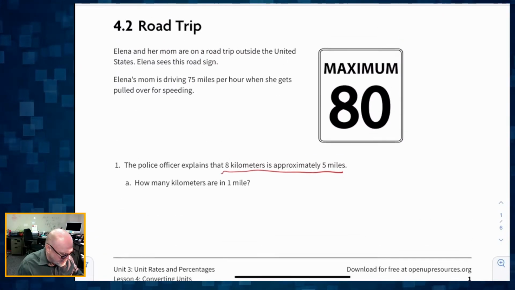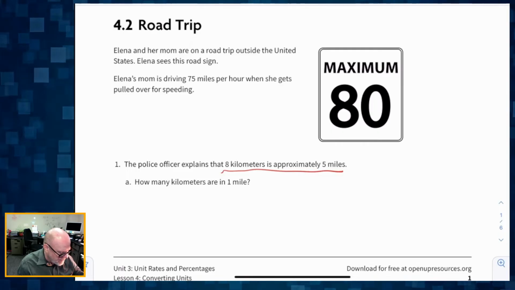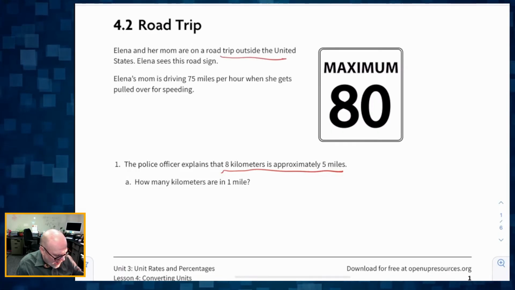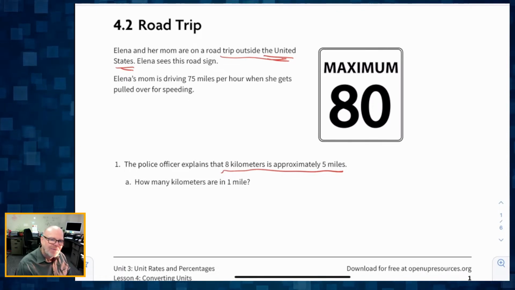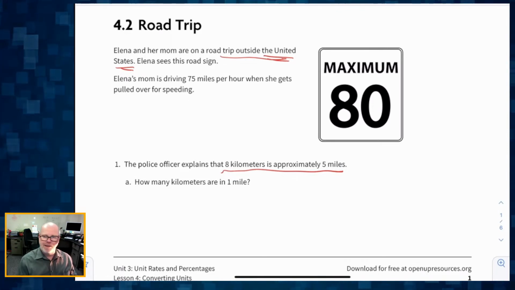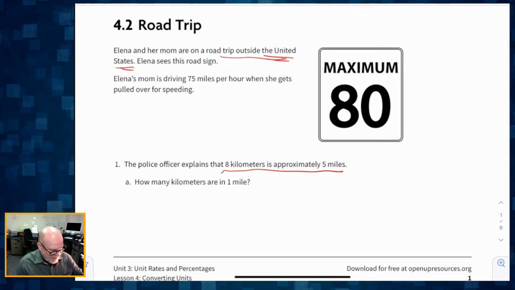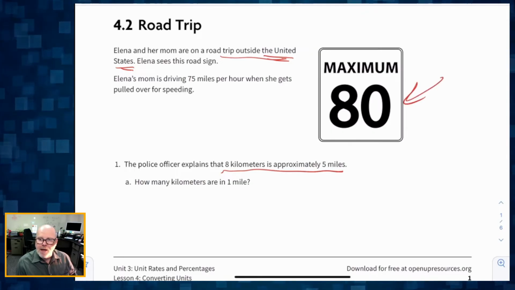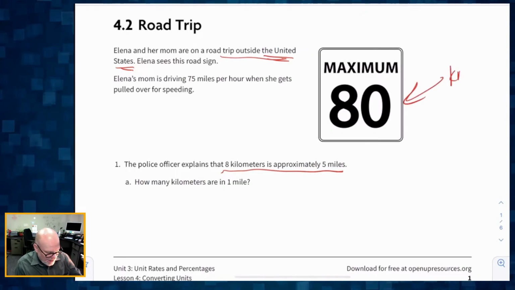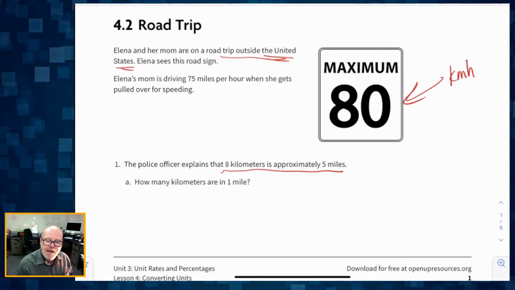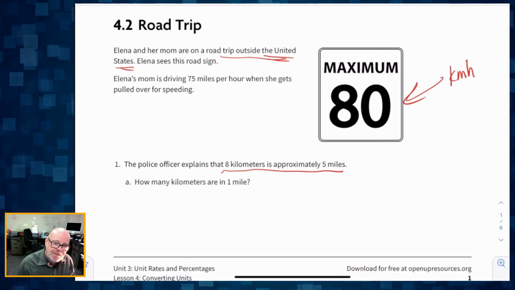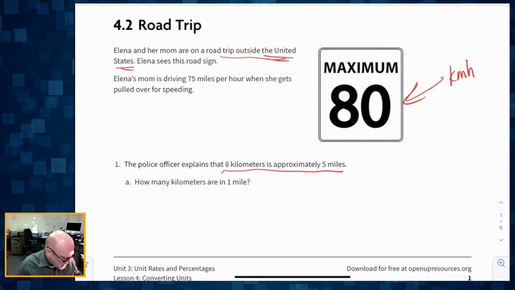Well, the police officer explains that, and this is a true story, 8 kilometers is approximately 5 miles. So maybe they're driving, it says they're driving on a road trip outside the United States. See, that's the key right there. Maybe they're driving in Canada. And this is not 80 miles per hour. This is probably 80 kilometers per hour. And so the police officer explains that 8 kilometers is approximately 5 miles. So let's answer some questions.